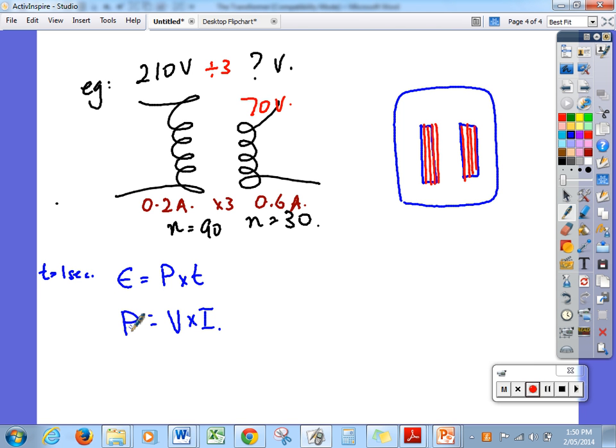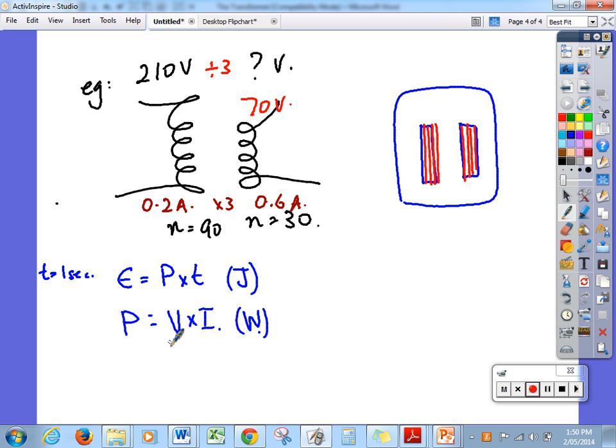But we know power is measured in what? Watts. Watts, good, yes. And E is measured in joules, good. Remember, watts is just joules per second. So if we just take 1 second, then the amount of power equals the amount of energy in the coil.